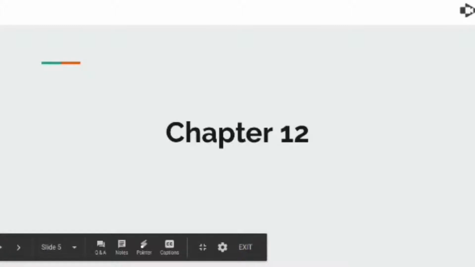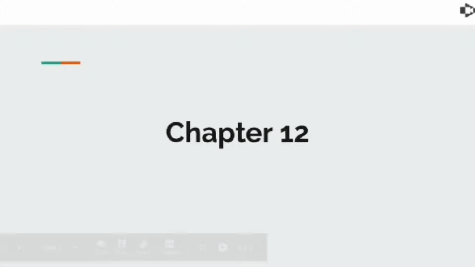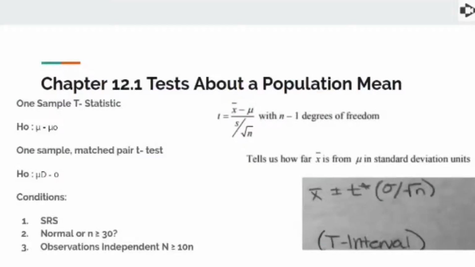So now moving on to Chapter 12, which is significance tests in practice. We will be focusing on 3 major tests here. One being the one sample t-test for population mean, the second being the one sample matched pair t-test for population mean difference, and the third is the one proportion z-test for population proportion. So 12.1 is the test about a population mean.